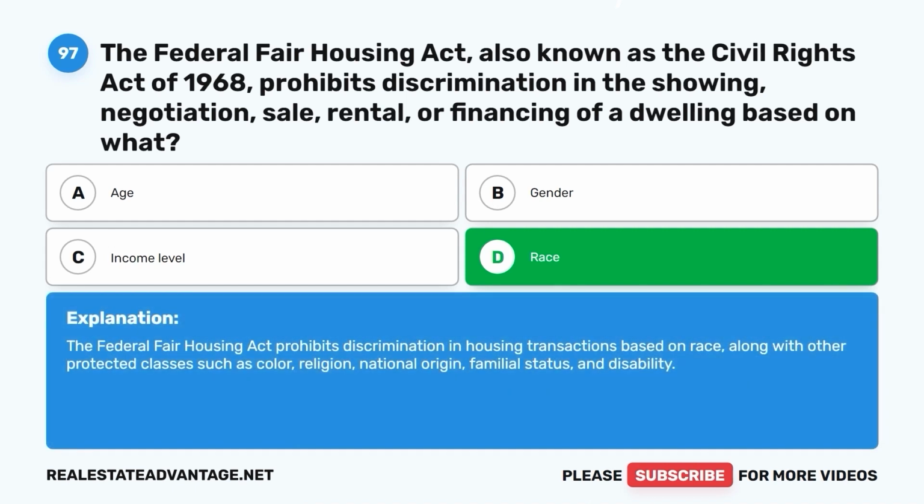Race. The Federal Fair Housing Act prohibits discrimination in housing transactions based on race, along with other protected classes such as color, religion, national origin, familial status, and disability.